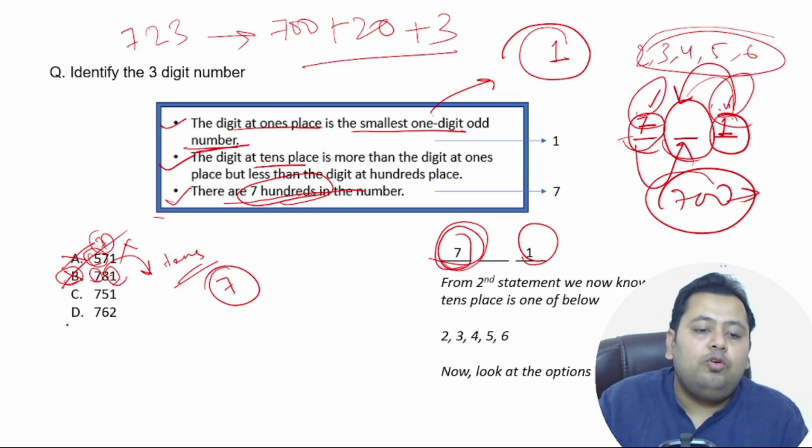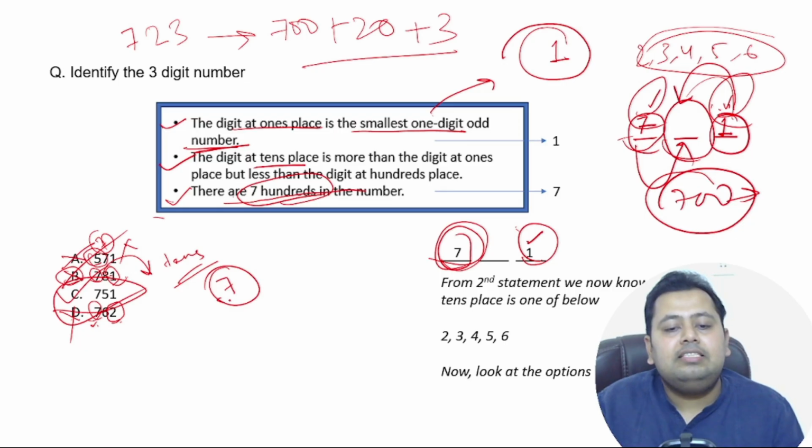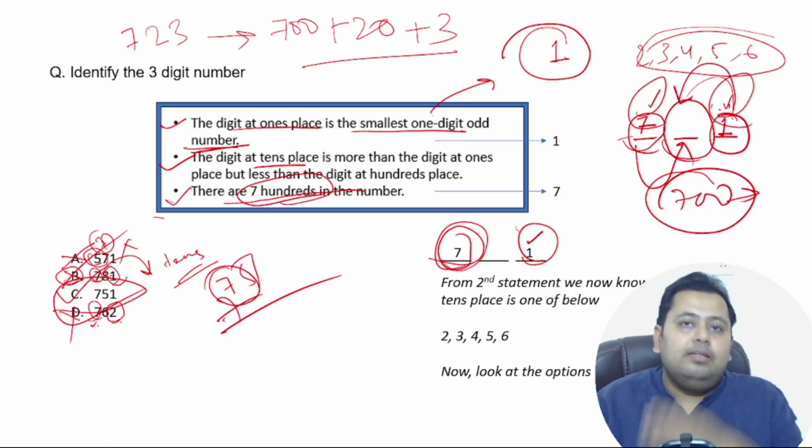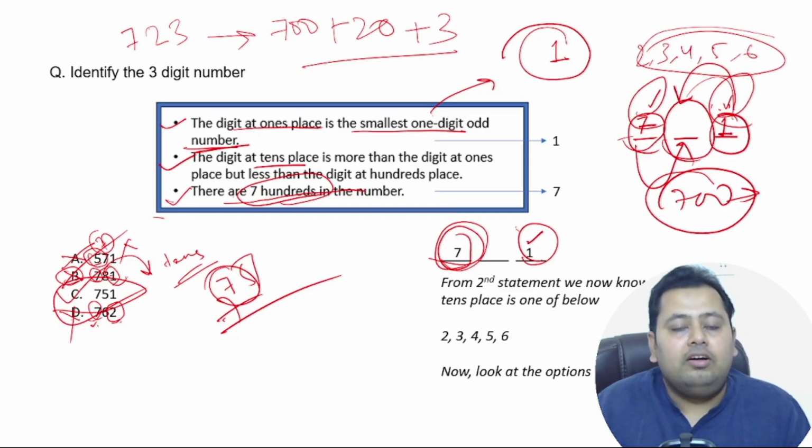Now again, let's go to option D. Option D, hundreds place 7 is correct. But ones place we already know that the number should be 1. So it is not 1. So this cannot be an option. So C is the answer. That is 751. So this is how you are going to find out the answers to these kinds of questions.